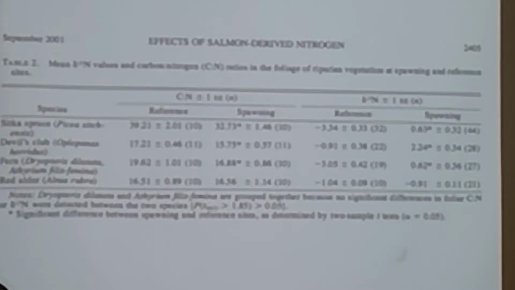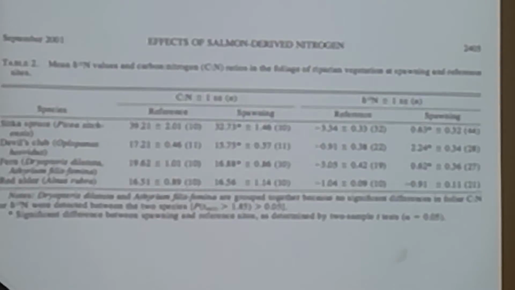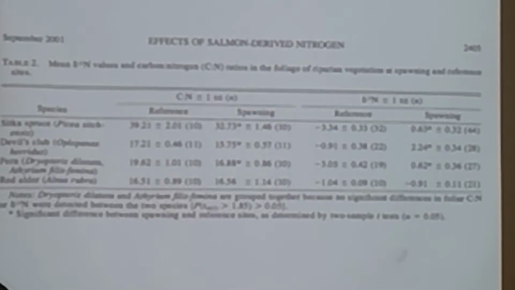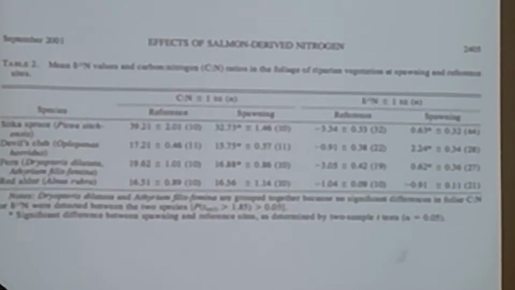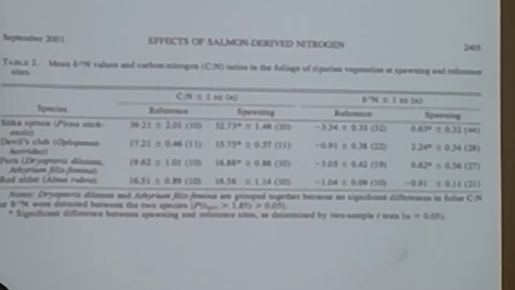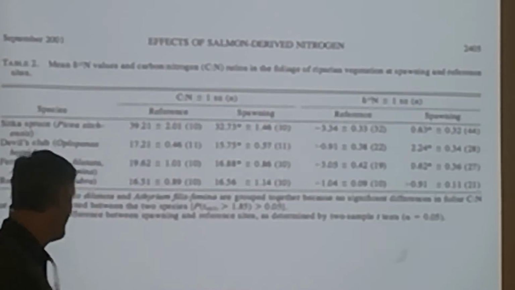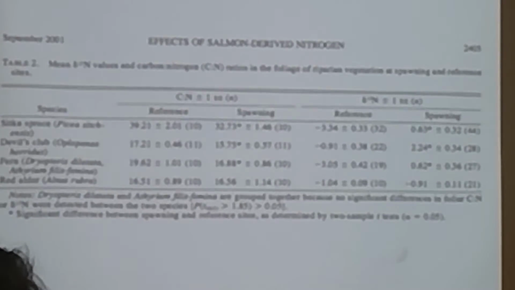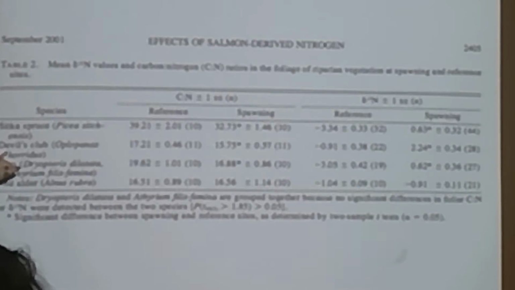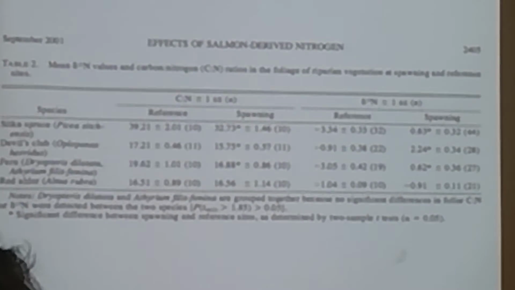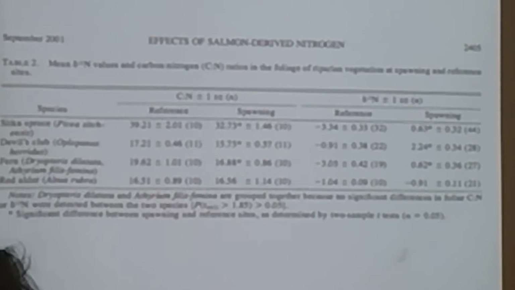Why would red alder come along and ruin our perfectly good story about how important salmon are in the overall nitrogen cycling in this forest? Yes? Does that have something to do with it being a deciduous tree? Does not have something to do with it being a deciduous tree, which is a good guess. Devil's Club is also deciduous. Oh, sorry to shoot you down, but it was an excellent attempt.